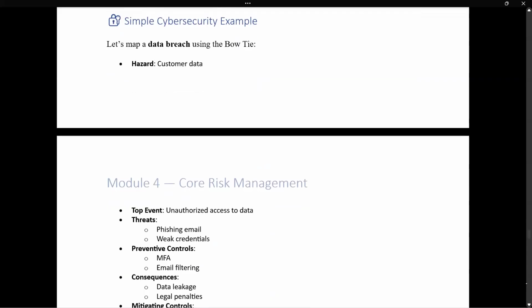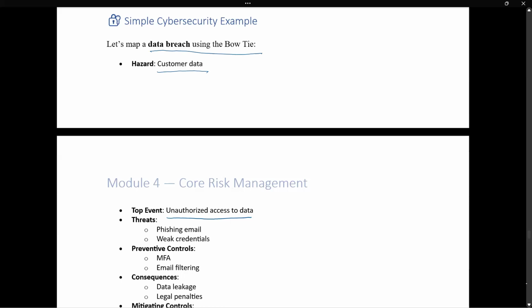Now let's talk about one example. We'll map a data breach using a bowtie. The hazard is customer data. This is something we want to protect. The top event is unauthorized access to data. Somebody is able to access the data who is not authorized.